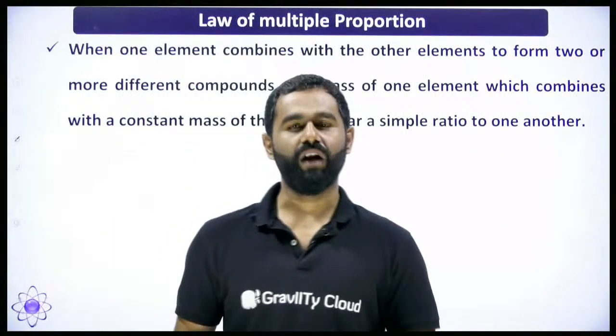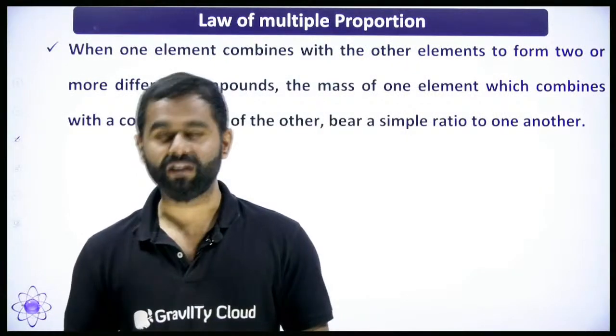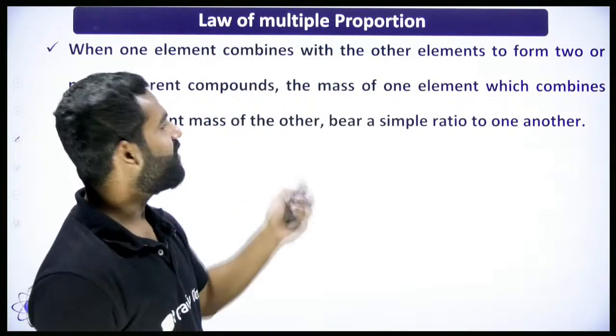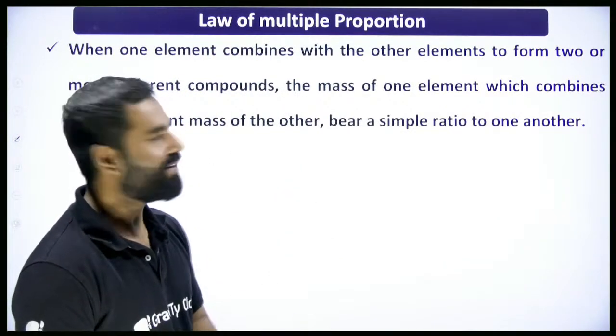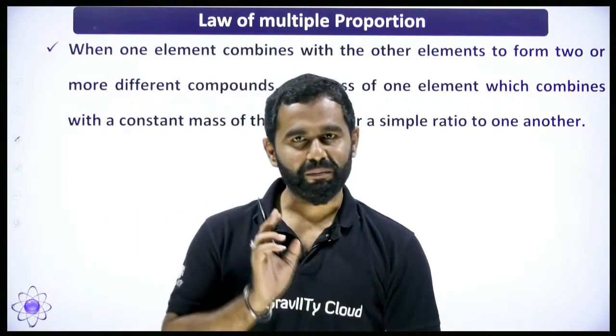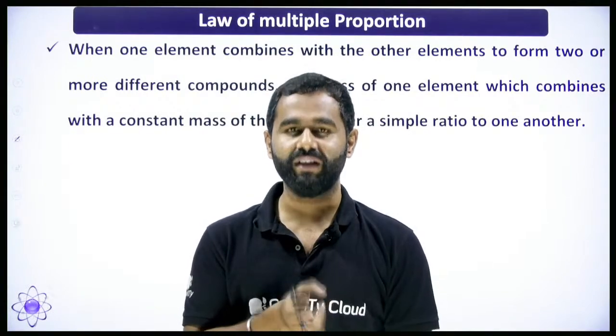So this was all about the law of constant proportion or definite proportion. The next law is the law of multiple proportion. Now this law is again an important law. Right? If you go by the definition, there is a chance that you might get confused. But let's understand the definition by using an example.